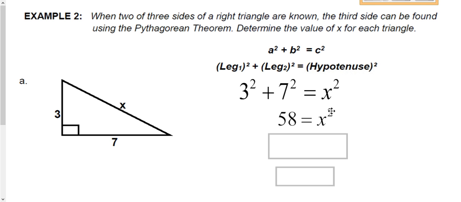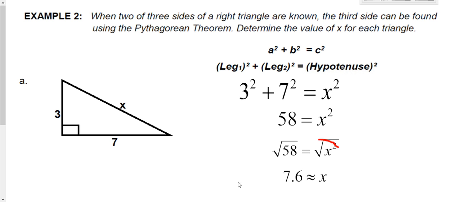So to get rid of the square or the power of 2, we use the square root. So it looks like this. We've taken the square root of both sides. On this side with x, all the square root does is cancel out the square and leave us x. We put in our calculator the square root of 58, and this one doesn't come out exact, so we round it to the nearest tenth. Comes out to 7.6. So you should practice this with your calculator. Make sure when you put in 3 squared plus 7 squared, you get 58. And when you take the square root of 58, it rounds to 7.6. Get help if you need it.